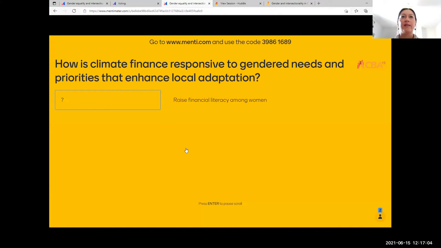Someone highlights that we need to raise financial literacy among women. And remember that these questions are the same questions that will be answered by the panelists. And after that, we will break out in groups to discuss what actions need to be taken to improve the gaps that we collectively have identified in each of these themes.